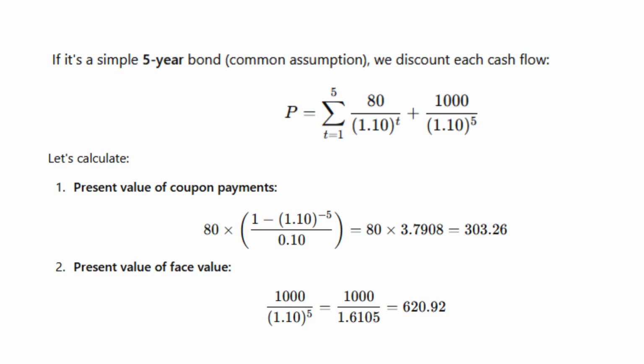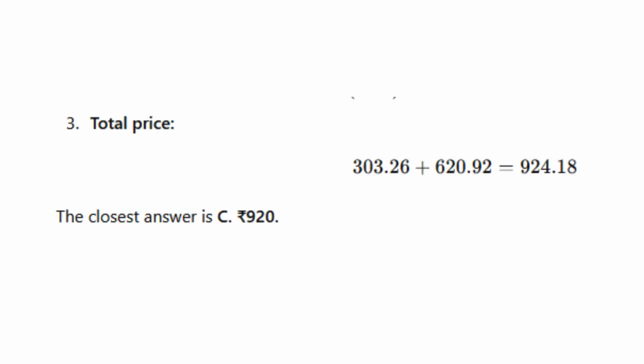Let's calculate. 1. Present value of coupon payments. 80 into (1 minus 1.10 to the power of minus 5) divided by 0.10 equals 80 into 3.7908 equals 303.26. Present value of face value. 1,000 divided by 1.10 to the power of 5 equals 1,000 divided by 1.6105 equals 620.92. Total price. 303.26 plus 620.92 equals 924.18. The closest answer is C.